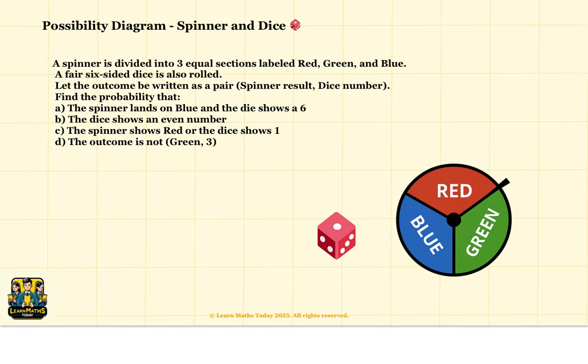Let's explore using the possibility diagram with this example, where we have a combination of two random events, a spinner and a dice. Imagine we have a spinner divided into three equal sections labeled red, blue, and green. We also have a fair six-sided dice with numbers from 1 to 6. When we spin the spinner and roll the dice, we get an outcome written as a pair. For example, green, 4 means that the spinner landed on green and the dice shows a 4.